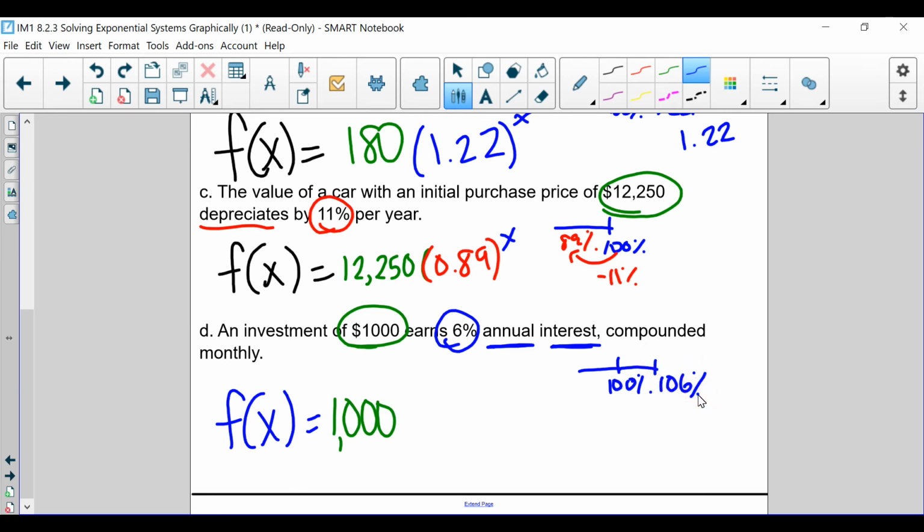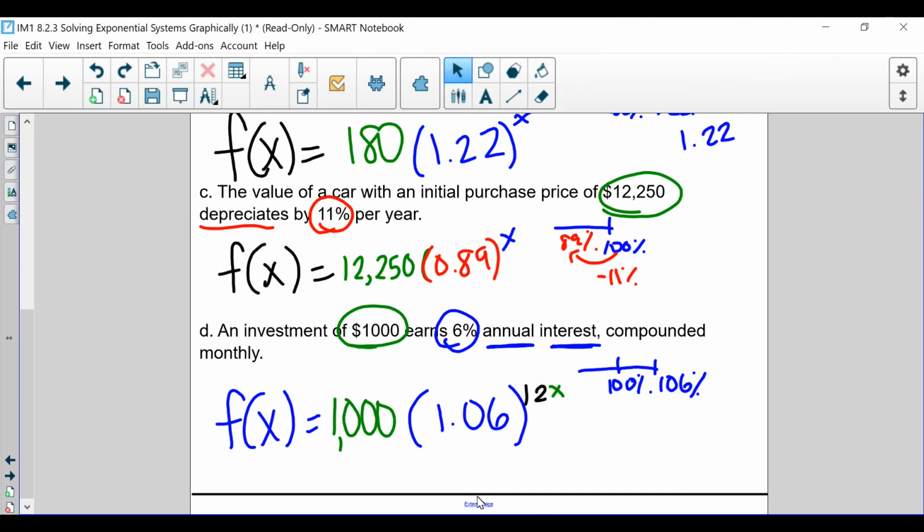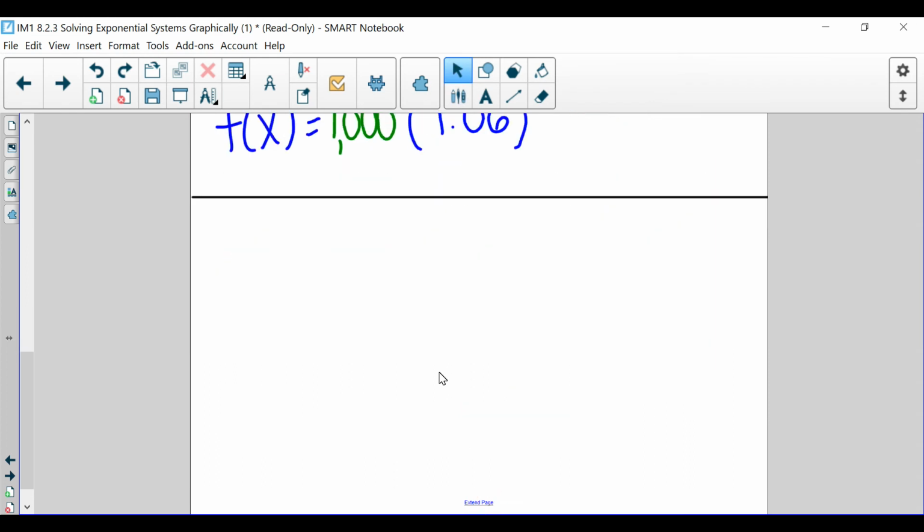Okay? So then that means that we're going to write parentheses 1.06. But then because it's compounded monthly, that means how many months are in a year? There are 12. So we would write 12, and then we would write x. And I know what you're thinking. What, Miss Tom? I don't understand that. Well, here's what's going on.